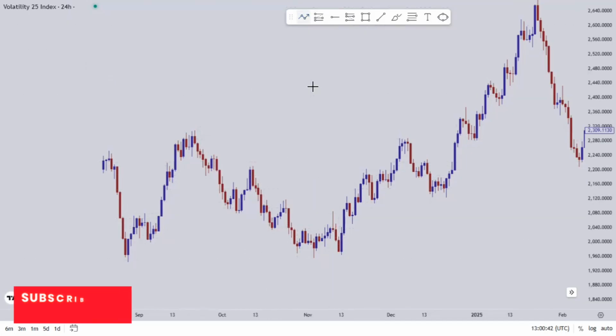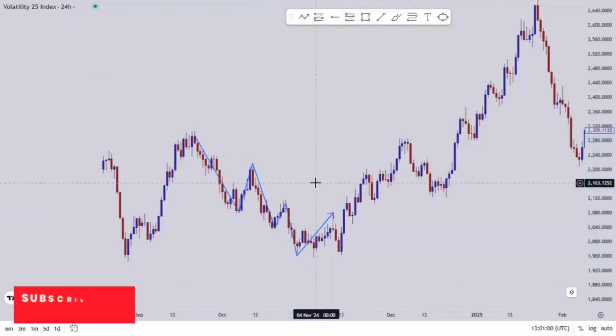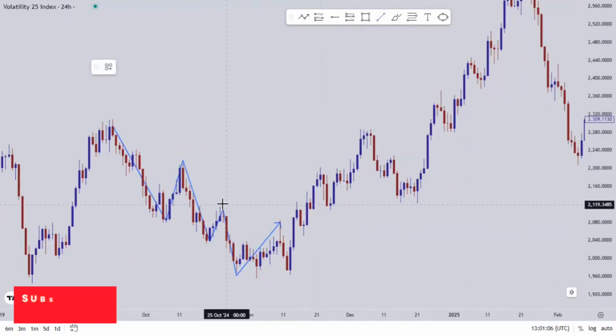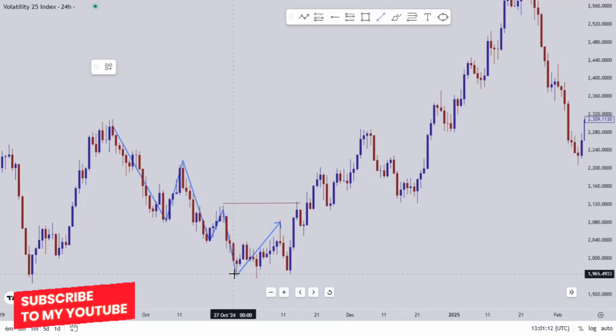Right. So we see this particular price action trading down, creating a series of lower highs and lower lows. Now, is this a lower low? Nope, it's not. This is just merely a pullback. So the valid higher low we are seeing here is this, and we have a lower low here.